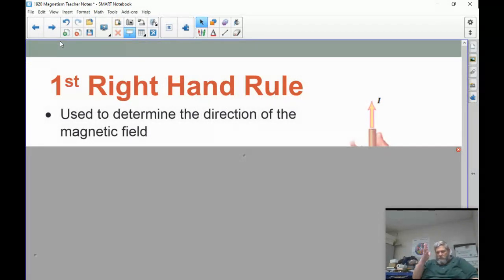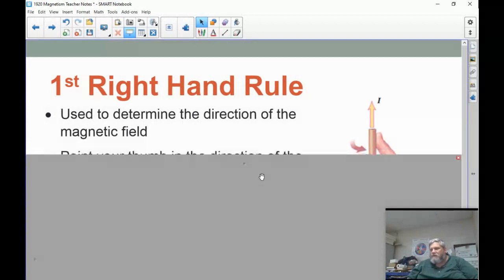This is going to lead us to the first of a couple of different right-hand rules that we're going to use. So you're going to have to use your right hand. Remember, you're looking at a mirror image of me, so it'll look like my left hand, but it's my right hand. And it's used to determine the direction of the magnetic field.